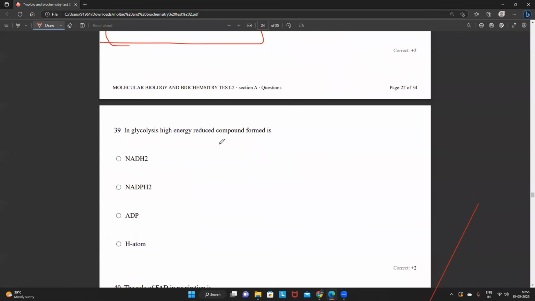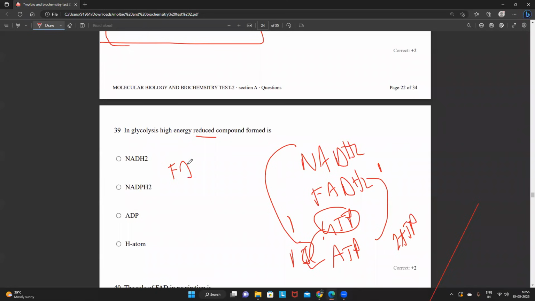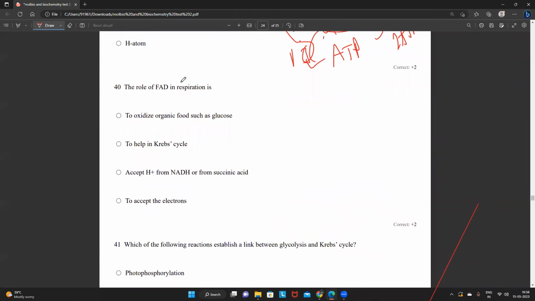In glycolysis, high energy reduced compounds, I told you, right? NADH2, FADH2, and GTP and ATP. Correct? So GTP actually gives rise to ATP only. One GTP gives rise to 1 ATP, one FADH2 gives rise to 2 ATP, one NADH gives rise to 3 ATP. Then obviously the highest, but the question is very clear, reduced. See, if they had given the option of FADH2, then you would get confused because both are reduced compounds, right? But they have given only NADH2. Undoubtedly, the answer will be A only. Very simple point it is.